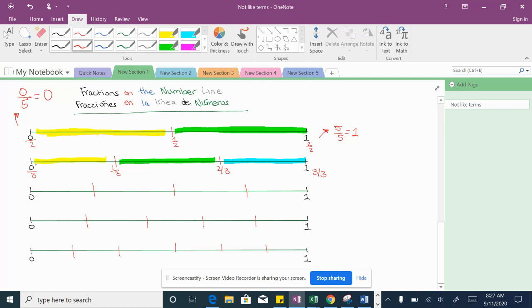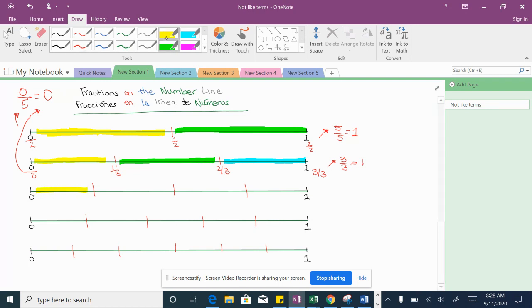No cambia este 0 de 3. We are not changing the 0 over 3 because 0 divided by 3 is still 0. 0 dividimos de 3 todavía es 0. And 3 divided by 3 is still 1. Y 3 de 3 todavía es 1.